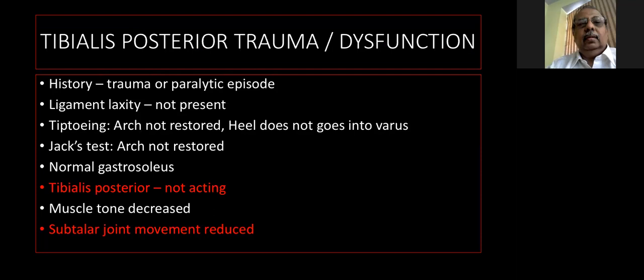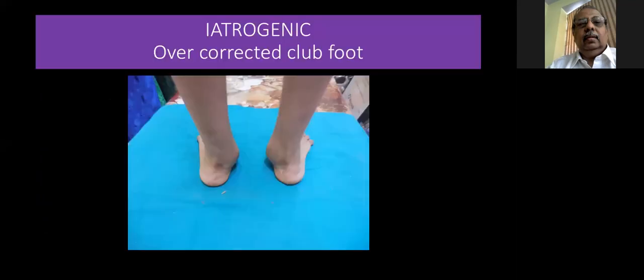Here, the ligament laxity is not present. Tiptoeing, the arch is not restored. Heel does not go into varus. The Jack test again will be negative. Normal gastrosoleus, there will not be any Silfverskiöld test that is positive. Tibialis posterior will not be acting. That is the most important point. And the subtalar movement will be reduced. So tibialis posterior dysfunction is another important question for you. You need to read that up, or we will take that in some other class, the adult flat foot.